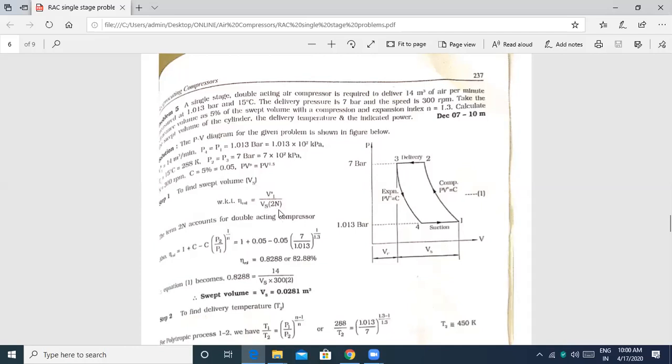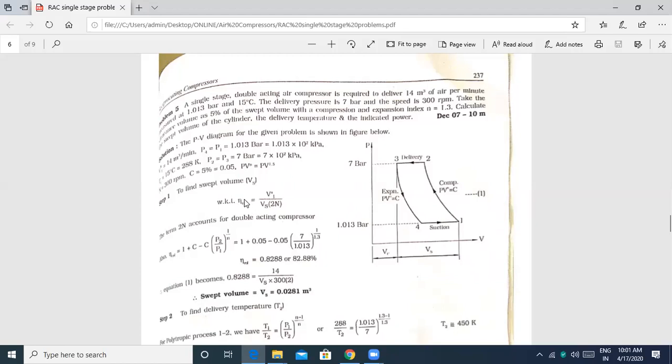And one more formula you should remember: volumetric efficiency is given by V1 divided by Vs into 2N. This is the relationship between volumetric efficiency and swept volume. Derivation is not required, you just have to remember this formula. So eta vol equals V1 divided by Vs into 2N, where Vs is the stroke volume and N is the speed. Why take 2? Because it is double acting, so you take twice the speed, to and fro two times.